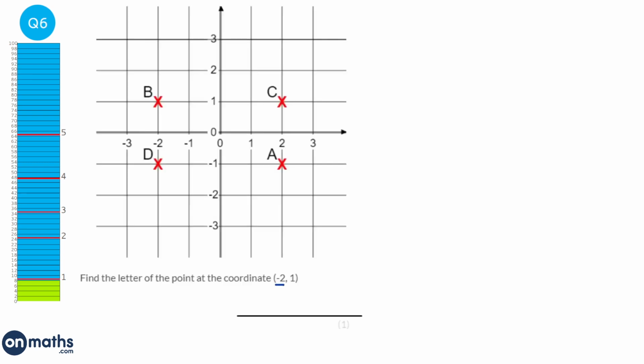This coordinate is telling us to go 2 to the left from the centre. We go right when it's positive, we go left when it's negative, so it's 2 to the left. And then it's telling us to go 1 up. It's up because it's positive. So we need to go 1 up, and we get to the coordinate of B. So we just look at the minus 2 on the x-axis and the 1 on the y-axis, and that is where point B is.